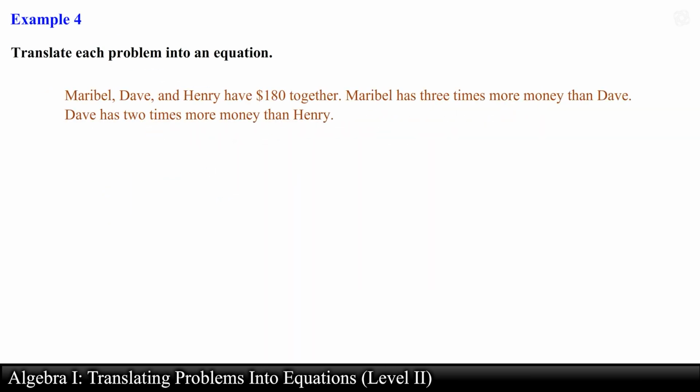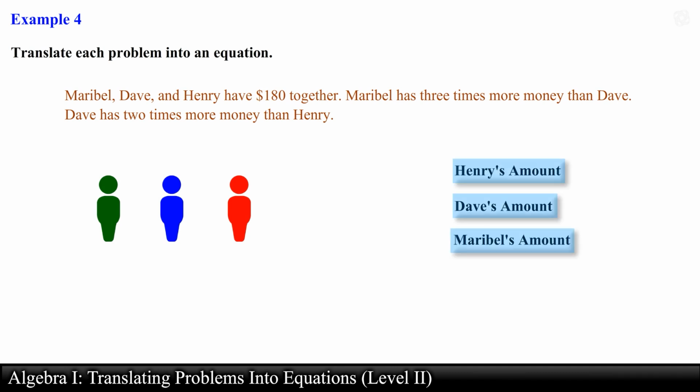Maribel, Dave, and Henry have $180 together. Maribel has 3 times more money than Dave. Dave has 2 times more money than Henry. Similar to the previous problem, we first need to identify all of the unknown quantities. In this particular problem, the unknown quantities are the amount of money that each person has. In this example, we have 3 unknown quantities.